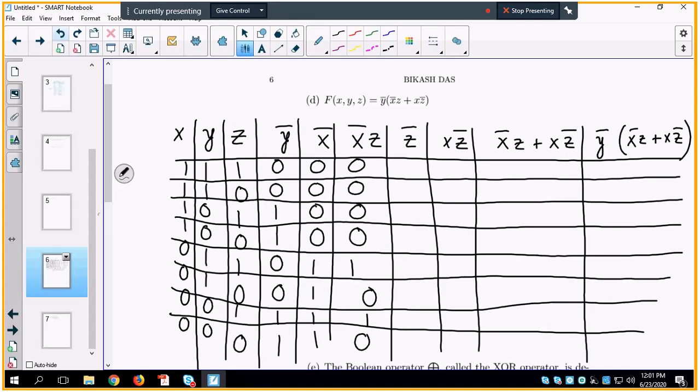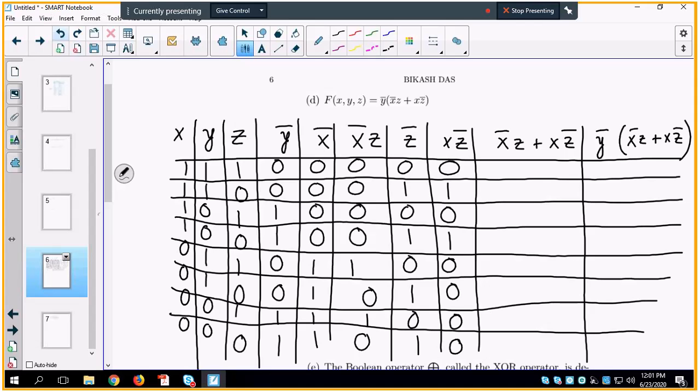Z bar is the alternation between 0 and 1. And then you are supposed to multiply it with x. In the first 4 rows, x is always 1. But z bar being 0, I get 0. Z bar being 1, I get 1. Z bar 0, so 0, z bar 1, so 1. But rows 5th, 6th, 7th, 8th, x is always 0. So it doesn't matter what z bar is, your entry for x z bar is going to be 0.